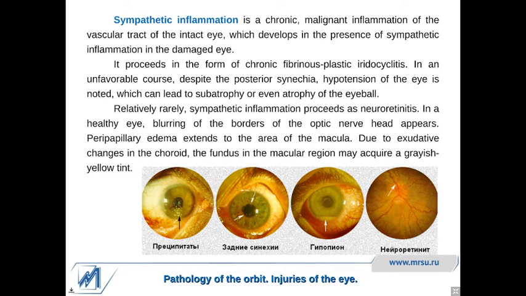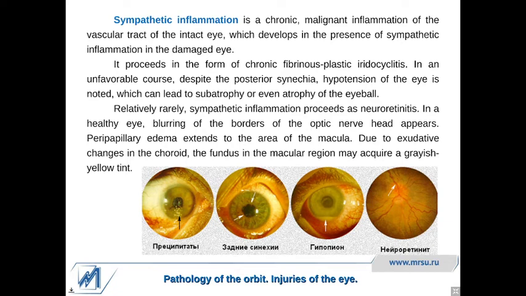Okay. And the last and very serious inflammation, sympathetic inflammation. It is a chronic malignant inflammation of the vascular tract of the intact eye, which develops in the presence of sympathetic inflammation in the damaged eye. It proceeds in the form of chronic fibrinoplastic iridocyclitis with an unfavorable course. Despite the posterior synechia, hypotension of the eye is noted, which can lead to subatrophy and even atrophy of the eyeball. Relatively rarely, sympathetic inflammation proceeds as neuroretinitis.